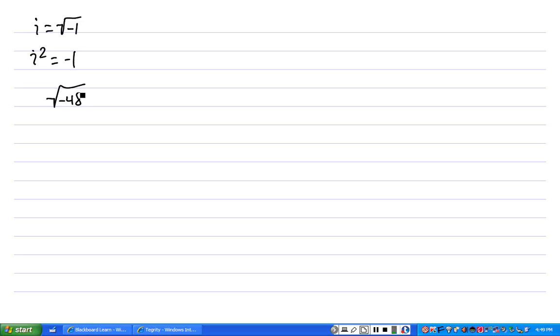So we look at this -48 and say, well, we can't take the square root of a -48. But what we can do is say the square root of -48 is really like saying the square root of 48 times the square root of -1, because 48 times -1 is -48. So we can say the square root of a -48 is like saying the square root of a +48 times the square root of a -1. Now, we can break down our 48 by saying, what is that?